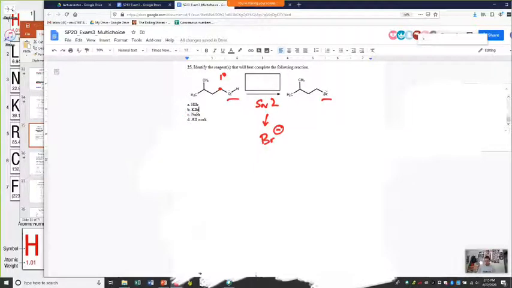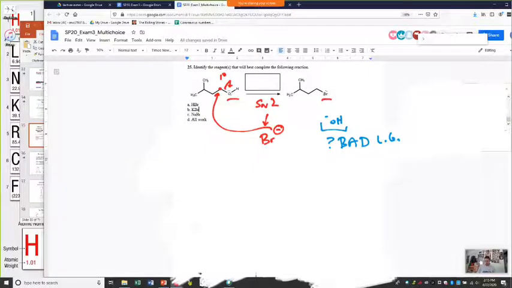Before we get too excited and jump straight to that, let's run through our mechanism. It attacks, it breaks, and we would eject OH minus. Is OH minus a good leaving group? That is unfortunately a bad leaving group. If we go back to our leaving group abilities, if they are strong bases, they are bad leaving groups. Hydroxide is our characteristic strong base, which means just throwing in Br minus doesn't work, because hydroxide's a bad leaving group.